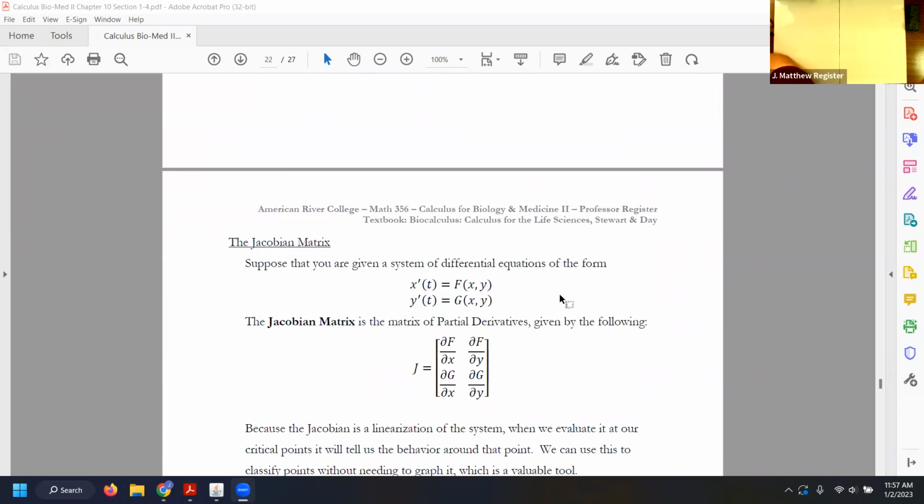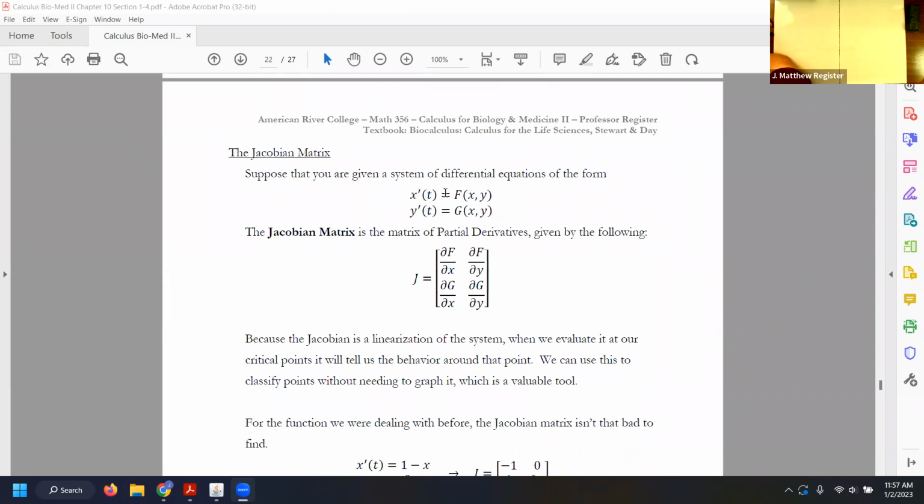And so suppose that you are given functions, x prime of t equals f of x, y, and y prime of t is equal to g of x, y. The Jacobian matrix is the matrix of partial derivatives, in which we have the partial of f with respect to x, then partial of f with respect to y, then partial of g with respect to x, and partial of g with respect to y. This will give you a linearization of the system.